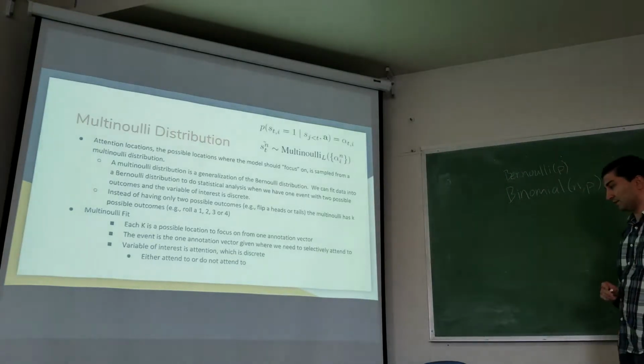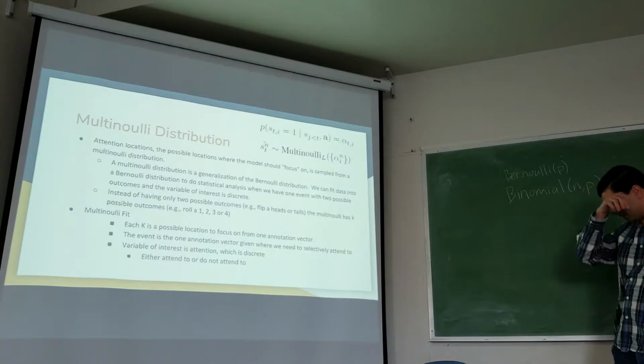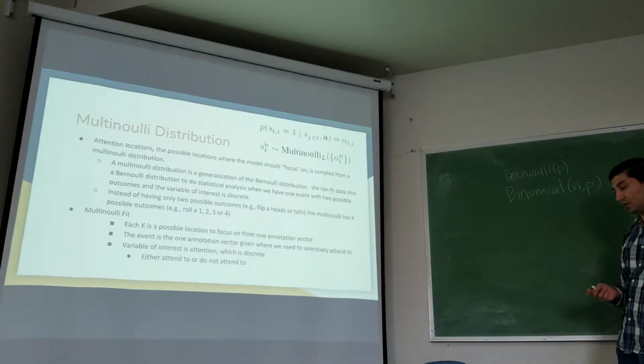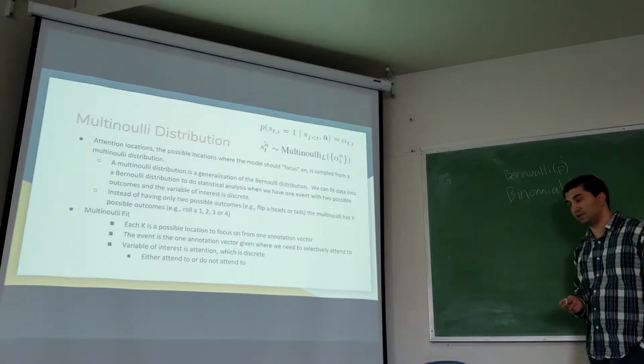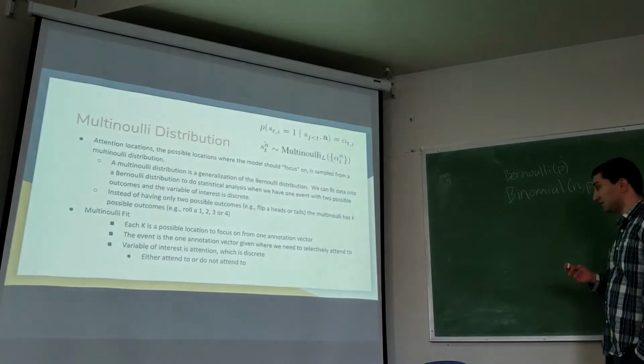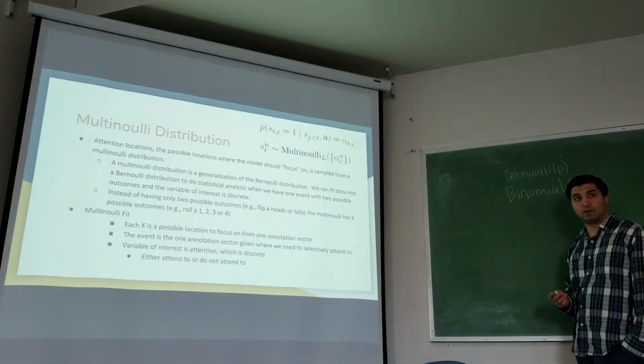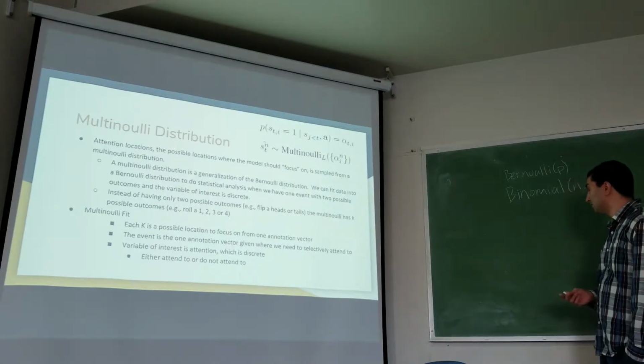When we dealt with the binomial distribution, we had a probability event where we flipped a coin, and there were only two discrete outcomes. It was either heads or tails. And we flipped this coin multiple times, more than once.